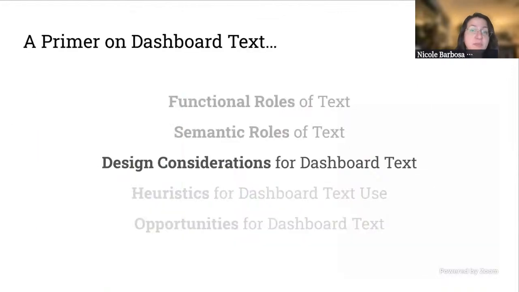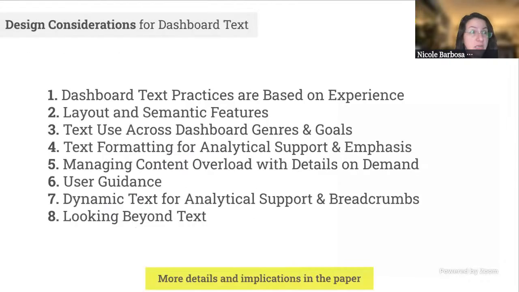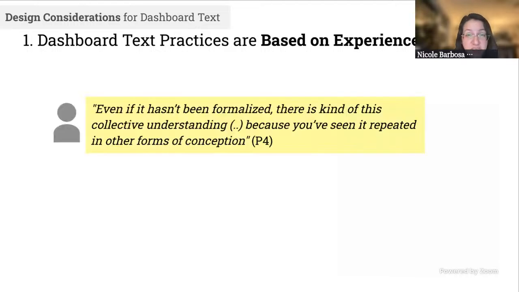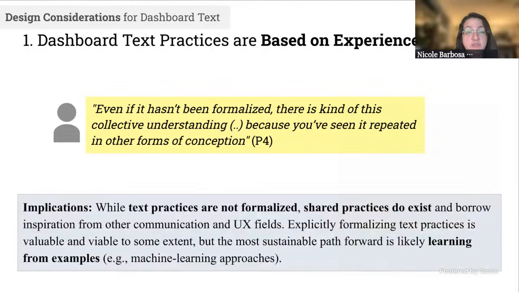With these functional and semantic concepts in hand, let's talk about design considerations. And we compiled a list of 8, which we are going to speed through, so please refer to the paper for more details. First, shared practices. Practitioners were not aware of any standard practices for dashboard text, but said there's still a lot of shared collective understanding, largely influenced by exposure to other dashboards. The implication here is we too should learn from examples in order to derive design principles.